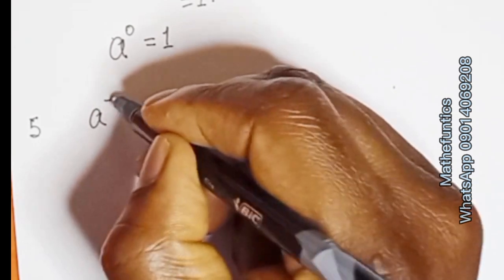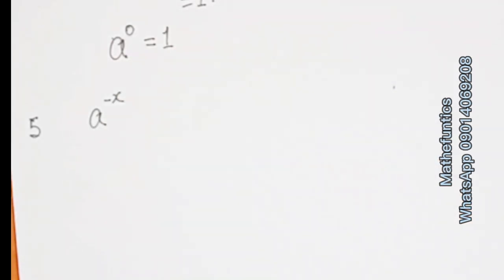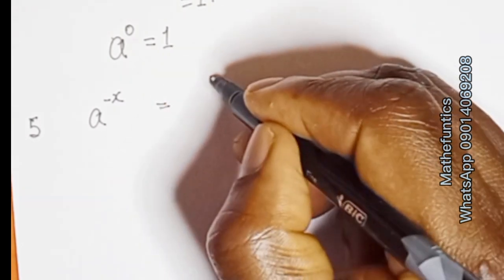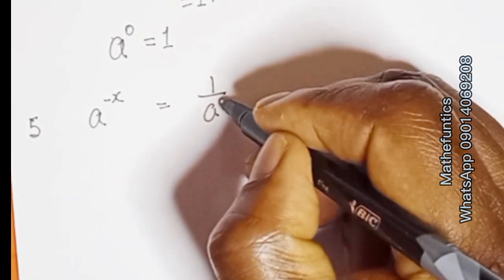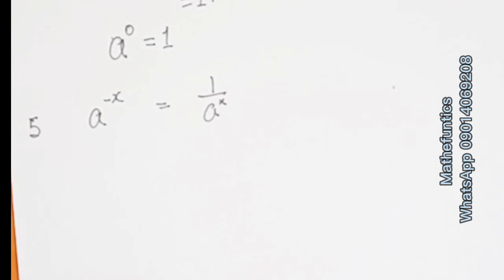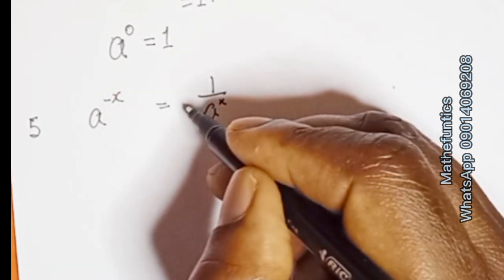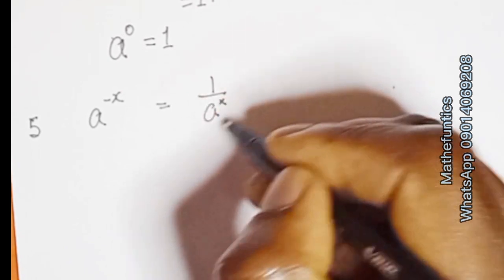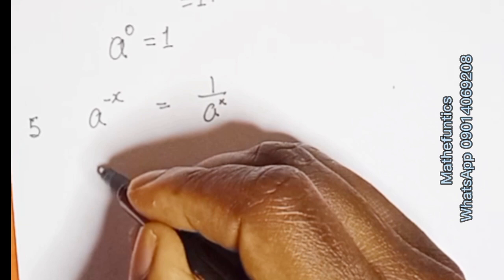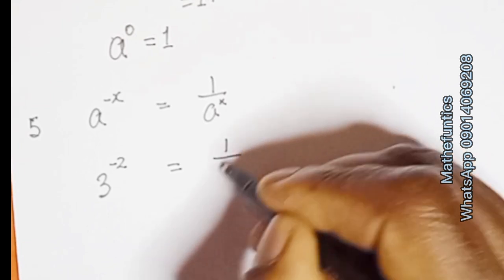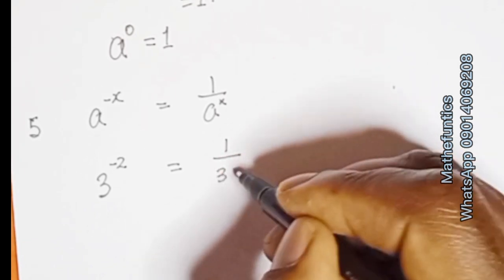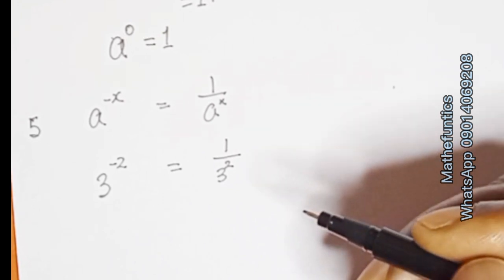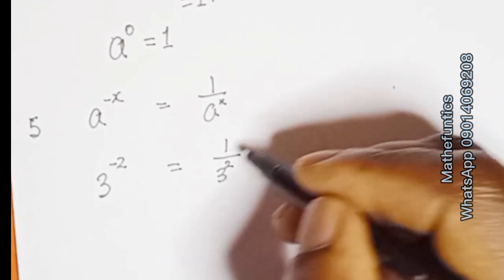Then we move on. The fifth one we'll talk about is, what if I have a negative index? If I have a negative index, it means I should have it as 1 over a raised to power x. So I have a negative index, it will give me 1 over a raised to power x. What that is saying is that if I have 3 raised to power minus 2, it will be 1 over 3 raised to power 2.